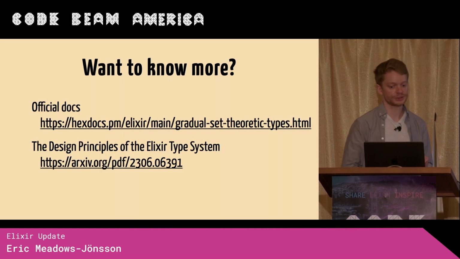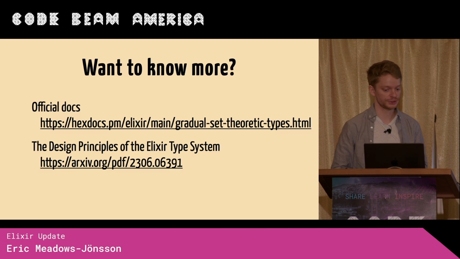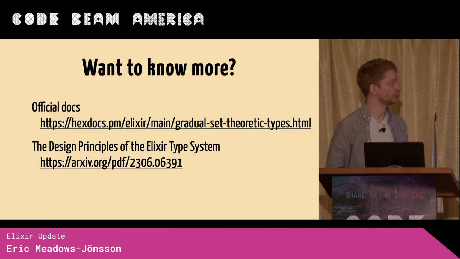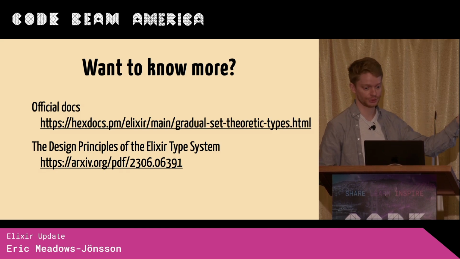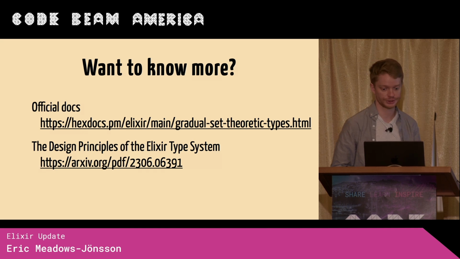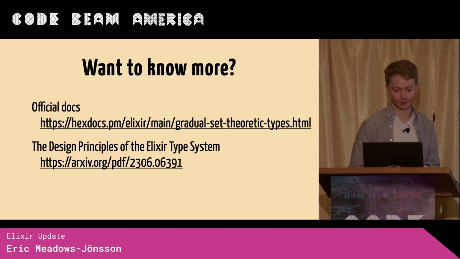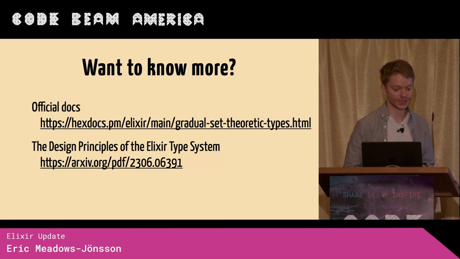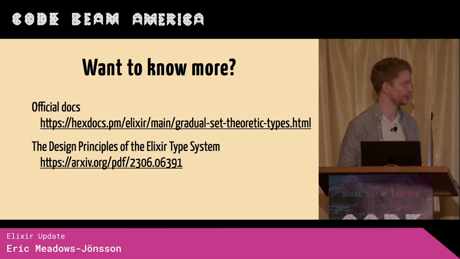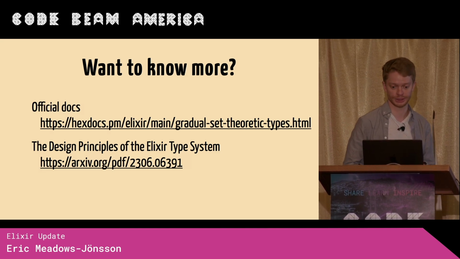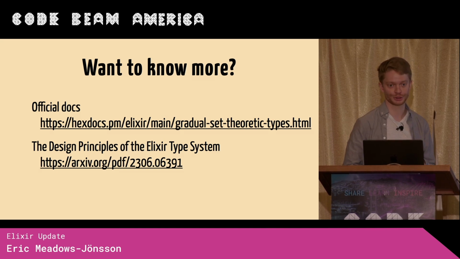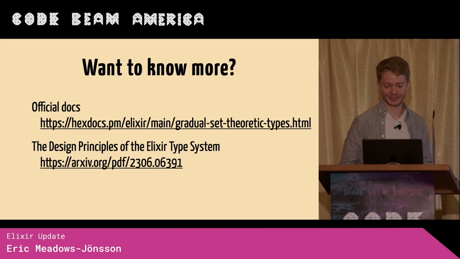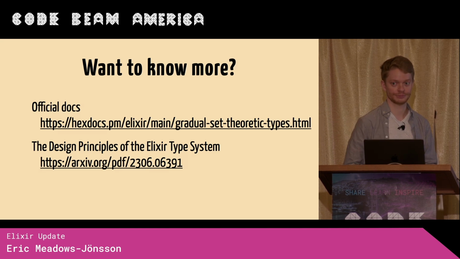So that's it for the Elixir update. If you want to learn more about the type system, we have some great documentation on hex docs. Make sure to add the /main to the URL to get the latest versions, to get updates for 1.19. And another great resource is the underlying paper for the type system that we're using. And I have to say, for being a paper, it's fairly approachable and easy to consume.